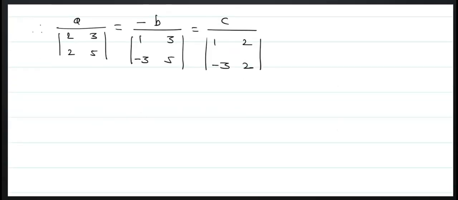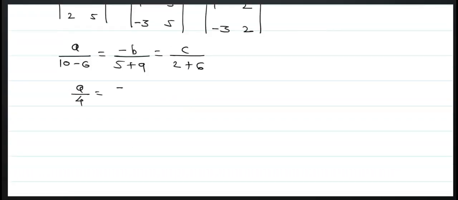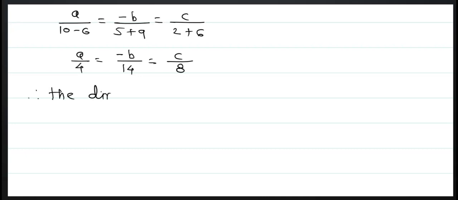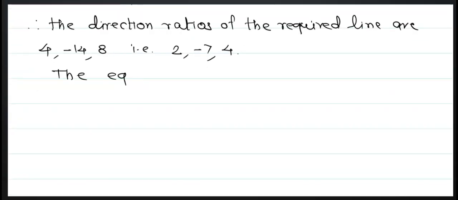And evaluate it. a upon 10 minus 6, minus b upon 5 plus 9, c upon 2 plus 6. That is a upon 4, minus b upon 13... c upon 8. That is, the direction ratios of the required line are 4, minus 14, 8, that is 2, minus 7, 4.